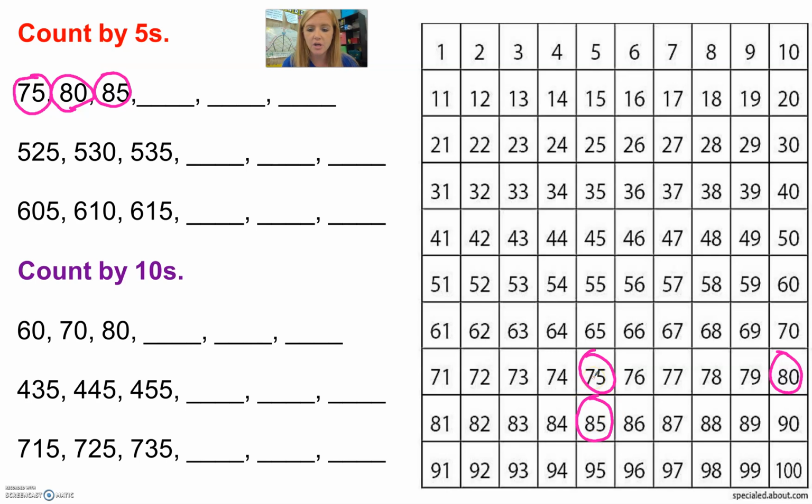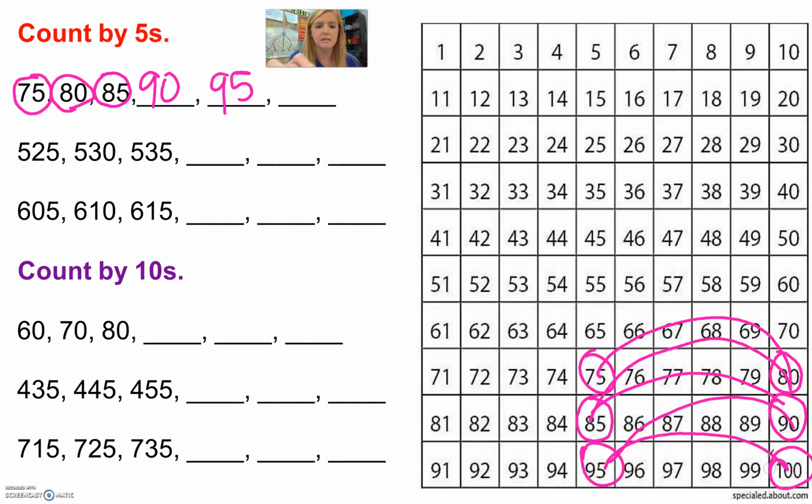If you look at the hundreds chart, we're starting to see a pattern. As you can tell, it's going back and forth, and I need to finish the next three numbers, so I'm going to go forth 5 numbers, and that'll take me to 90. So I'm going to fill it in. I'm going to go back. That's going to take me to 95, and I'm going to go back one more time, and that's going to end the sequence at 100.